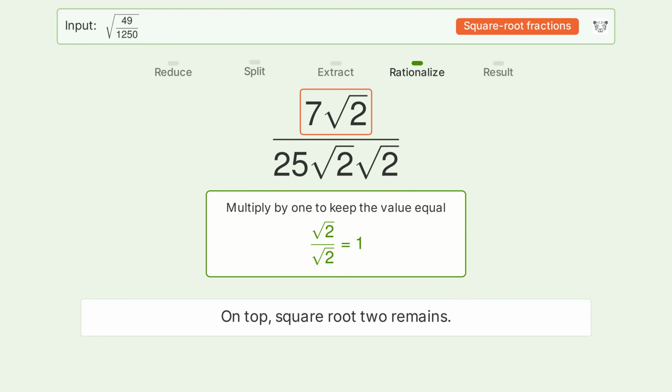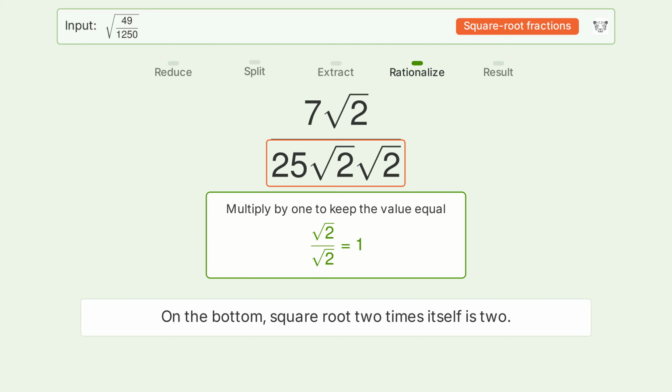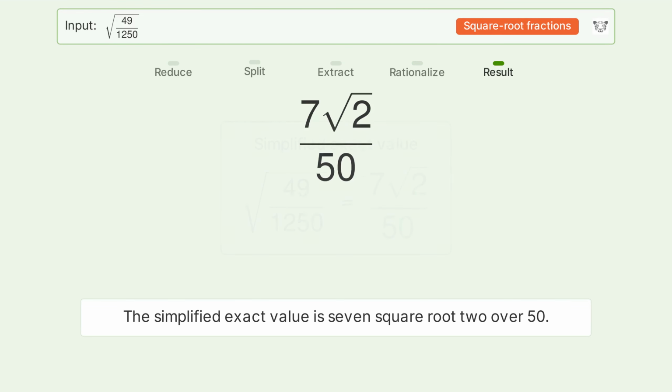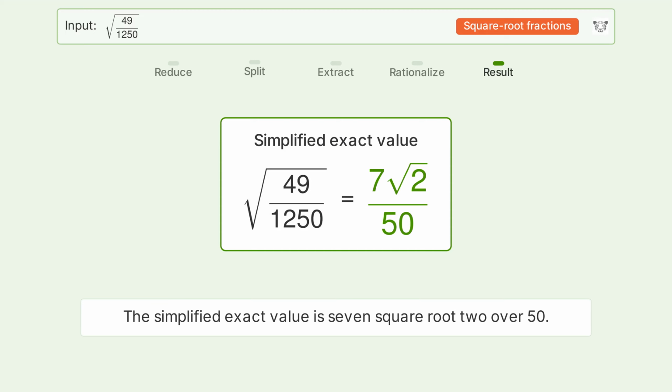On top, square root 2 remains. On the bottom, square root 2 times itself is 2. 2 times 25 is 50. The simplified exact value is 7 square root 2 over 50.